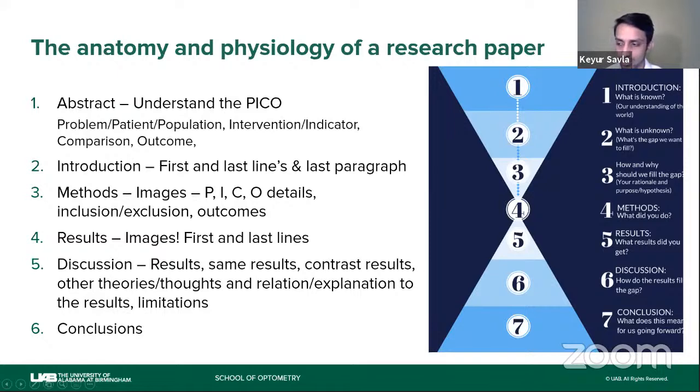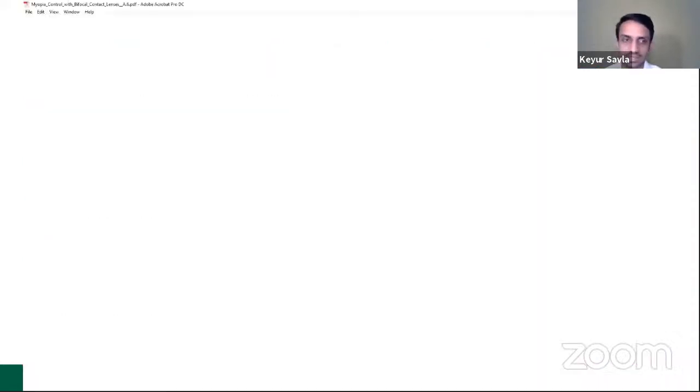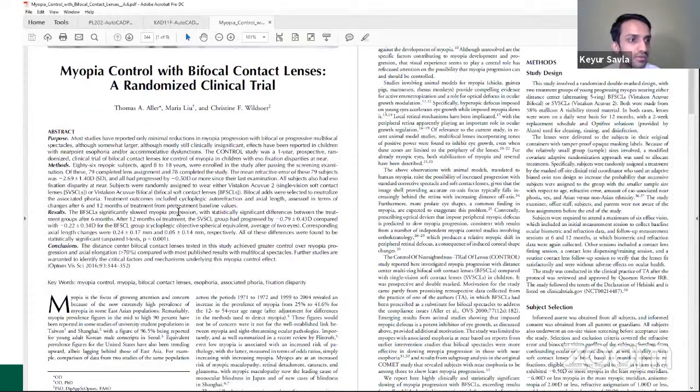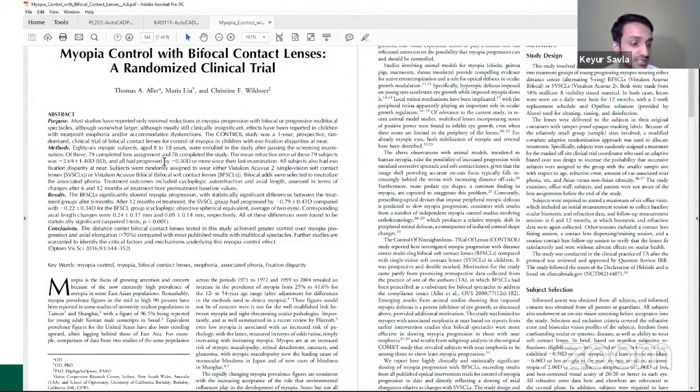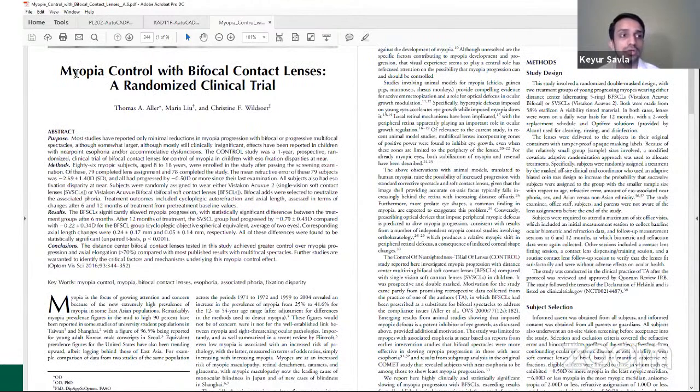And I have one that I downloaded this morning. I'd like to take you through it so that you can understand how this is done exactly. This paper won an award recently at the American Academy of Optometry. So it's a very well-written paper, I can tell for sure before I start reading it. It's Myopia Control with Bifocal Contact Lenses, a Randomized Clinical Trial. We know, reading the title, what this paper is going to talk about.